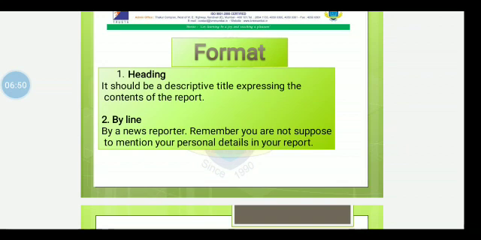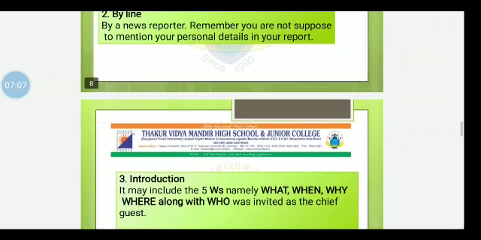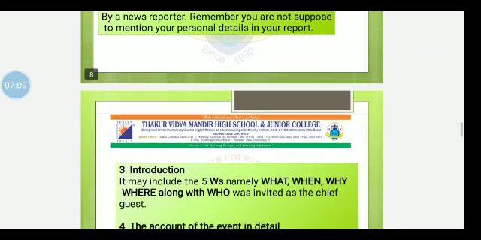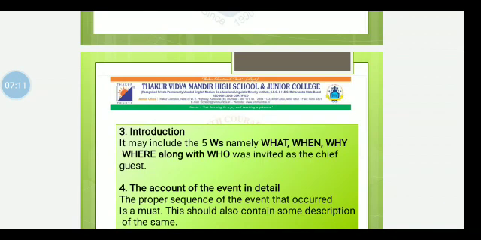Byline. Now, by whom is it written? By a school reporter, by a student reporter, by a news reporter. It has to be written by someone. Okay, so by a press reporter. Remember, you are not supposed to mention your personal details in your report. If you do so, remember, you will not get any marks.